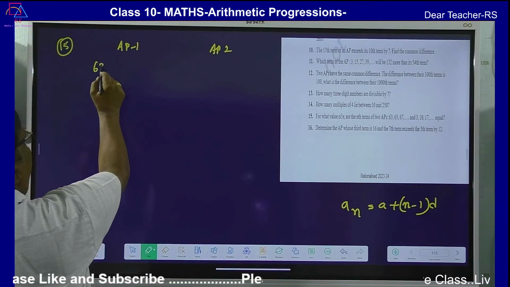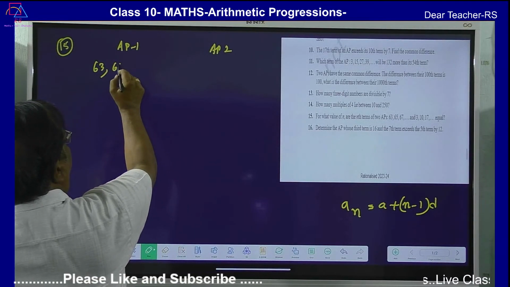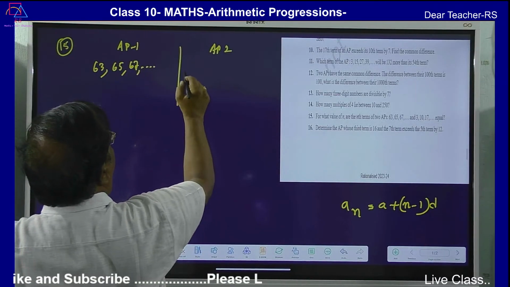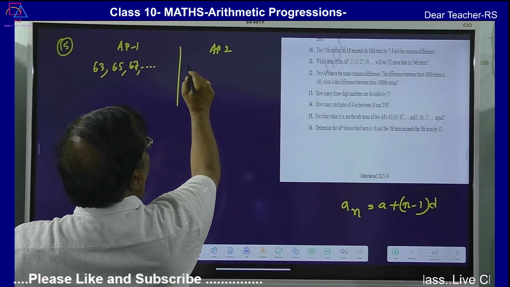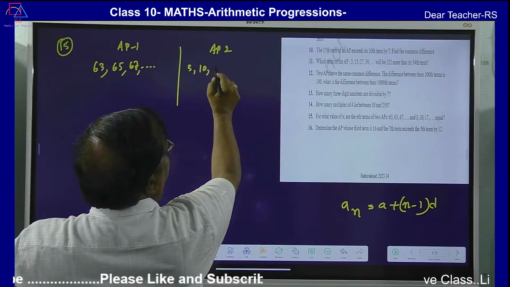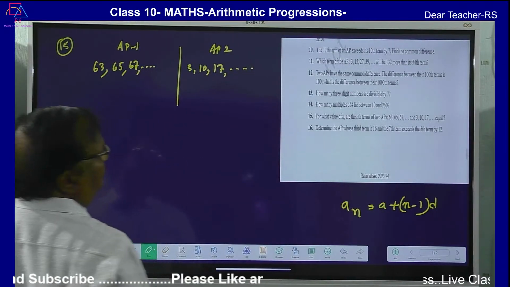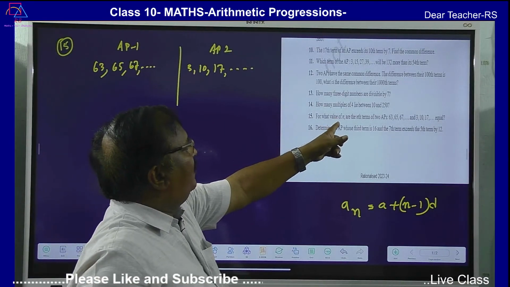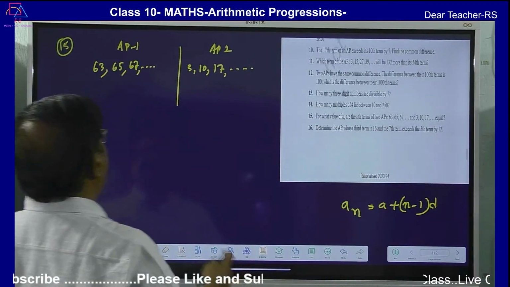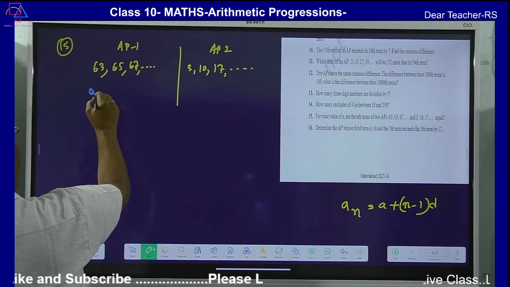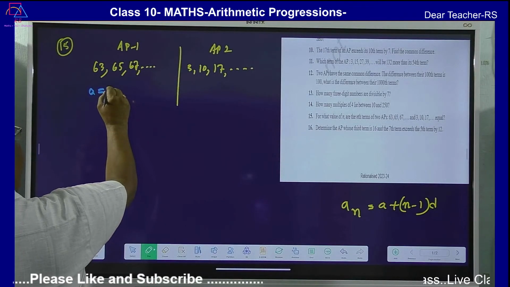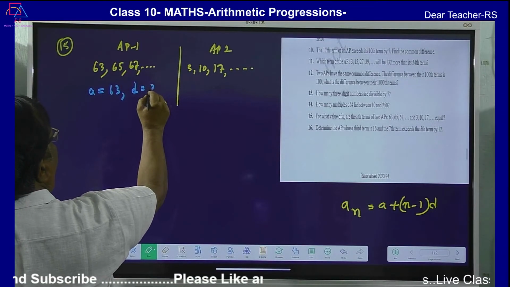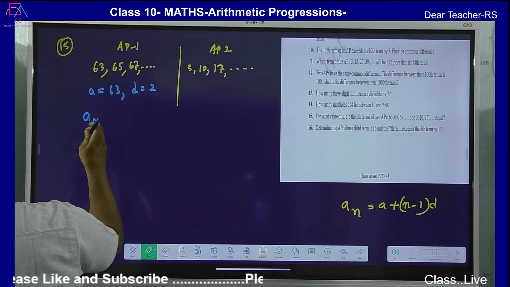So, 63, 65, 67 and so on. This is the first AP. The second AP is, can you read out? 3, 10, 17 and so on. Okay. So, nth terms are equal. What value of n? The nth terms are equal. So given the nth terms are equal, before that, let us say a is equal to 63 and d is equal to 65 minus 63. How much? 2. So you find out an.